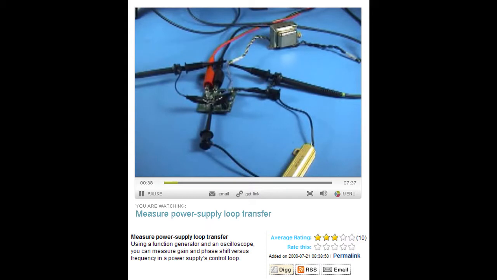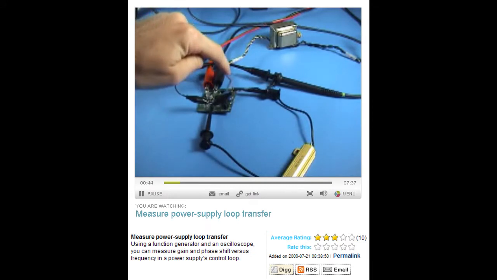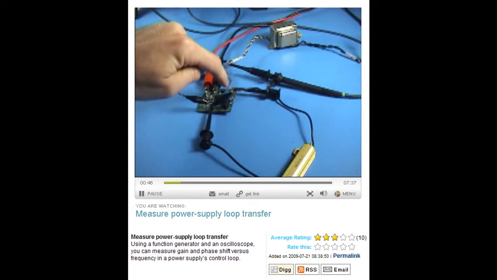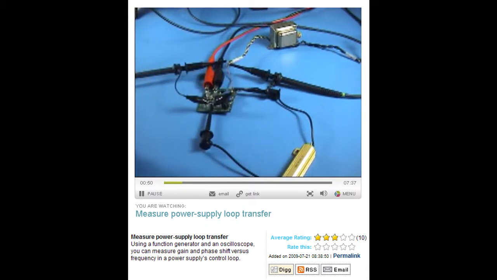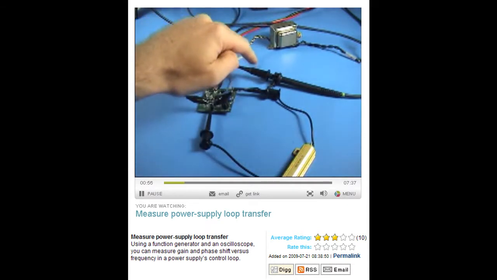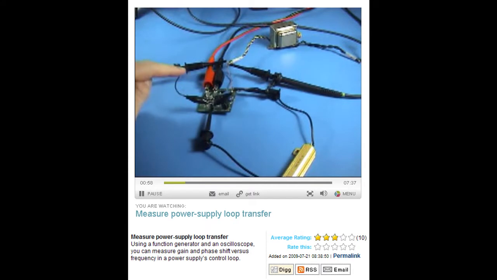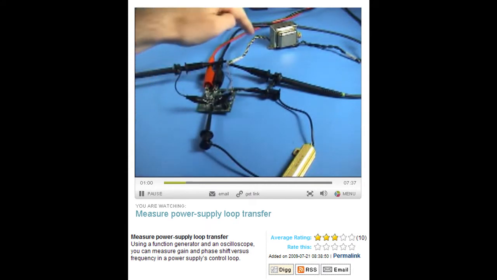Now, the interesting part about the loop transfer measurement is the little cable that I attached here to the board, which goes to a small 20 ohm resistor, which is in the feedback path of the power supply. And I have two scope probes set up to either side of this 20 ohm resistor, and then an injection transformer which injects a small signal into the loop.